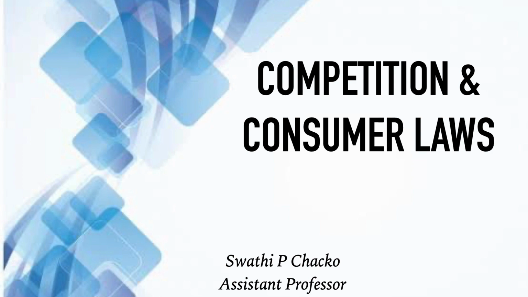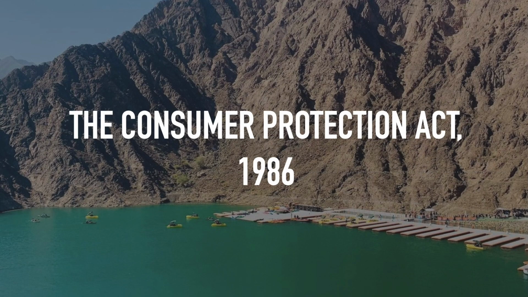So today we'll be starting our unit number 3 under business regulations, competition and consumer laws. In this chapter we're going to study in detail two different acts, that is the Competition Act and the Consumer Act. So let's begin with the Consumer Protection Act of 1986.